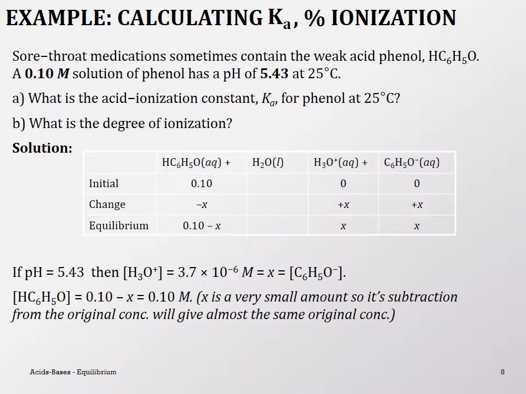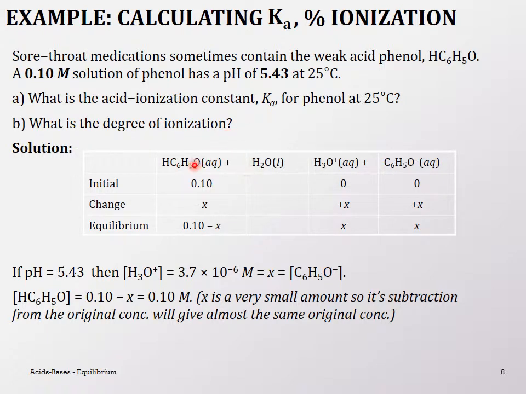Let's look at a different kind of problem for this one. It's calculating Ka. Instead of calculating pH, we'll be calculating Ka and percent ionization in this one. So the question is, sore throat medications sometimes contain the weak acid phenol. A 0.1 molar solution of phenol has a pH of 5.43 at 25 degrees Celsius. So the question is, what is the acid ionization constant, which is Ka, for phenol, and then what is the degree of ionization for this?